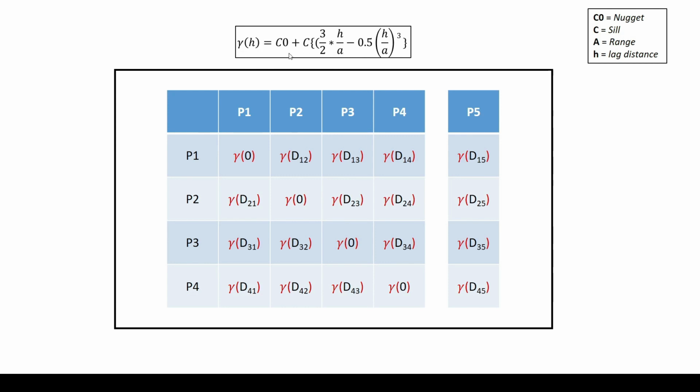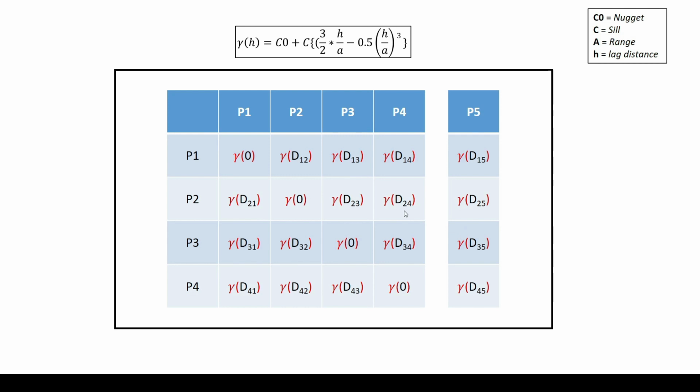For this one, when we model the variogram, we're going to get the nugget, the sill, the range, and h is going to be the lag distance, which is these distances that we're calculating. Basically, we're going to replace these with the values that we have, and this is going to give us a semivariance value in here. We're going to calculate these for all of the different distances that we've calculated.